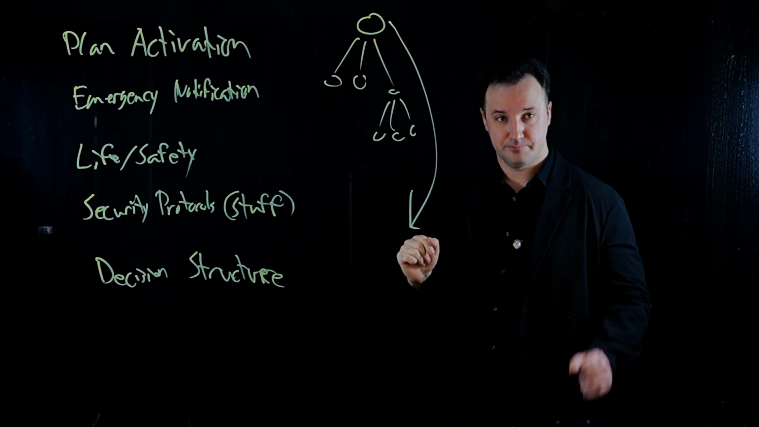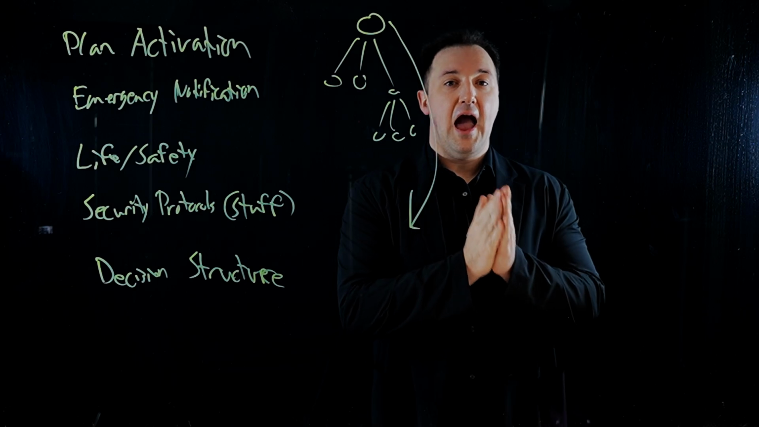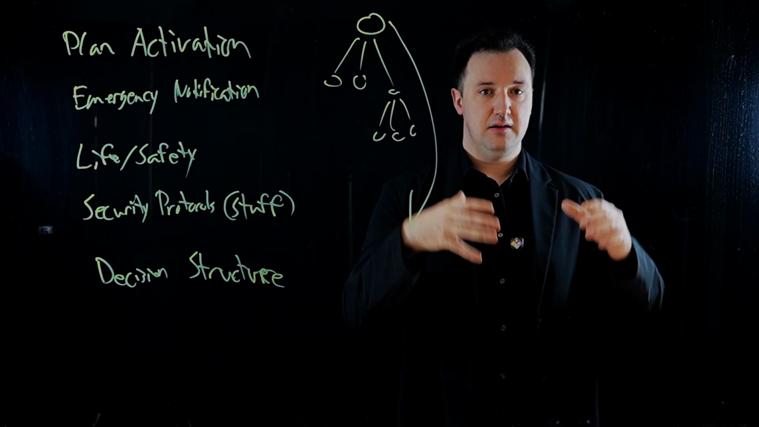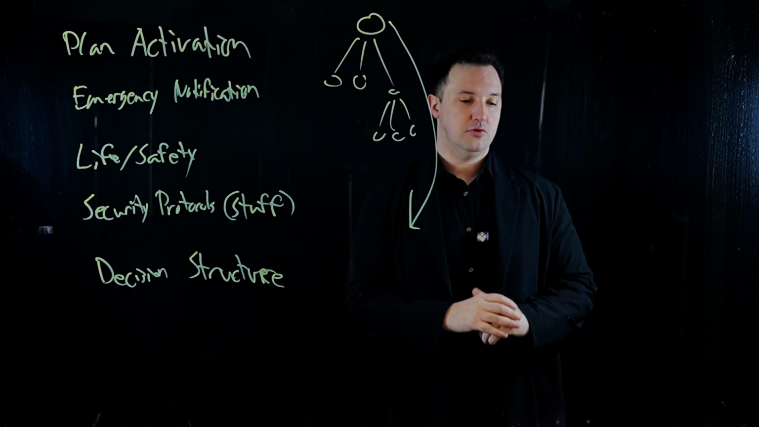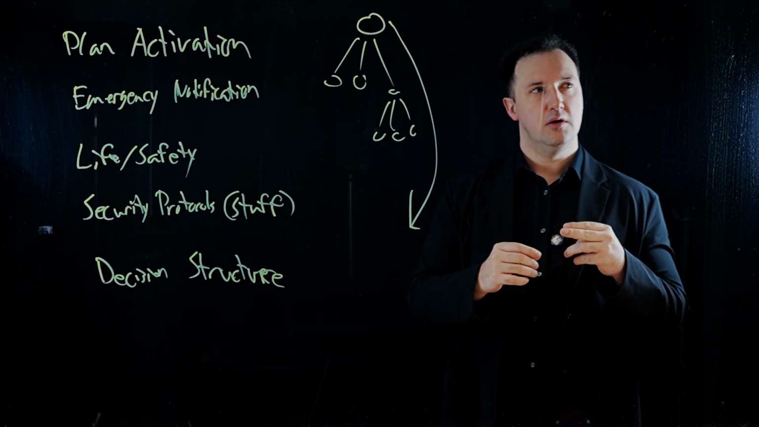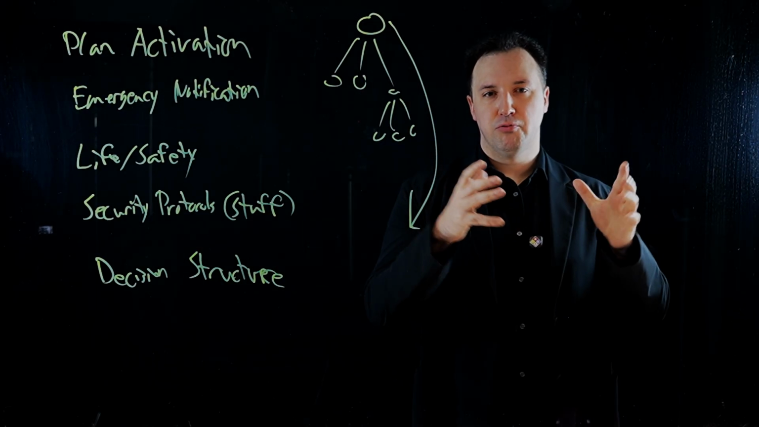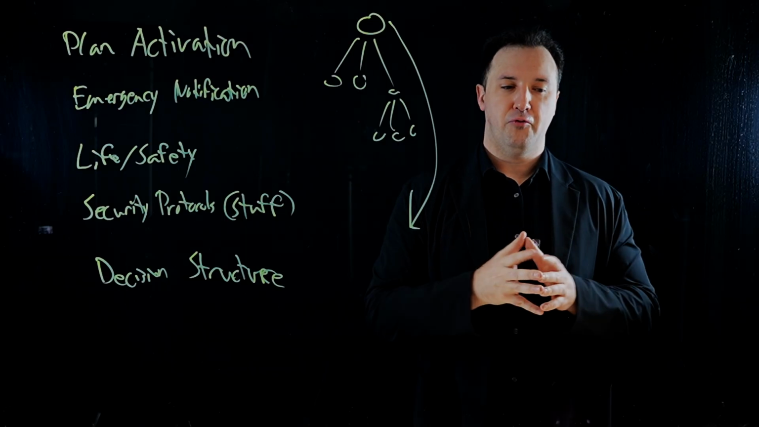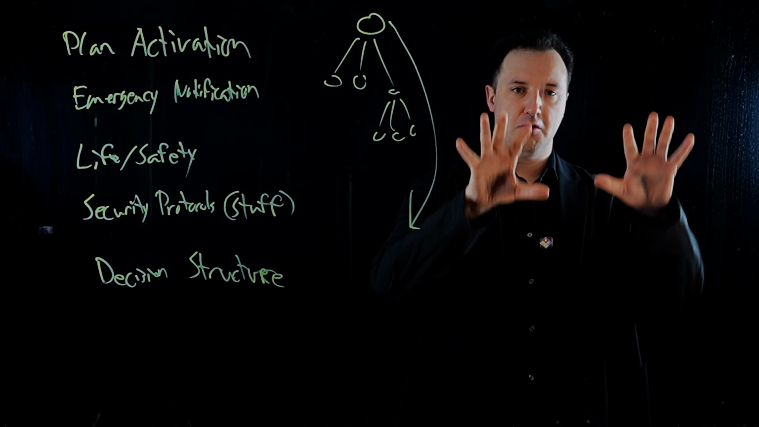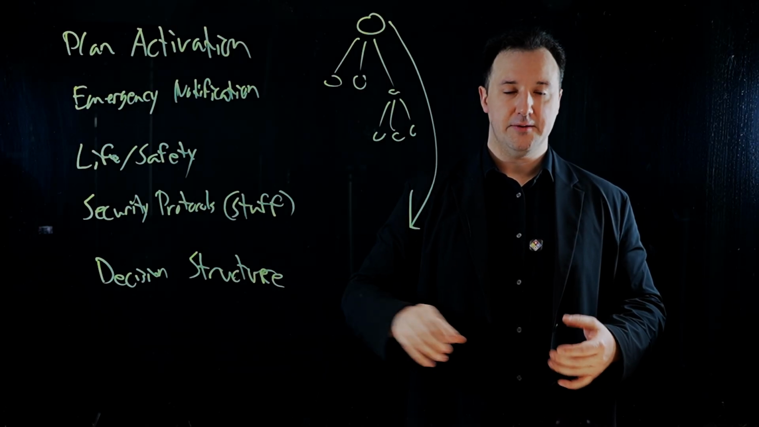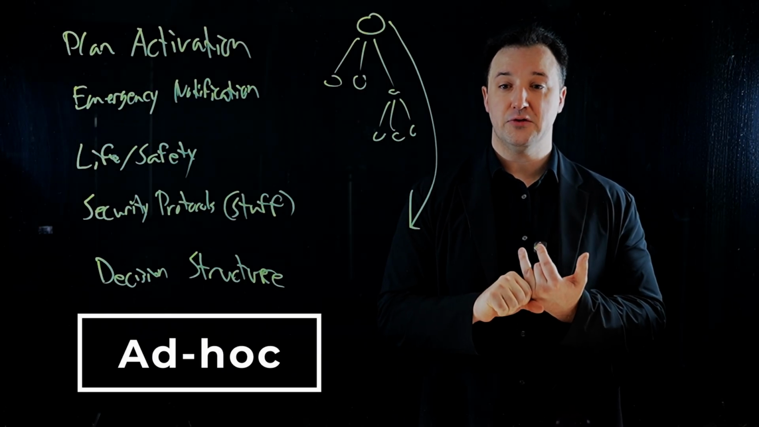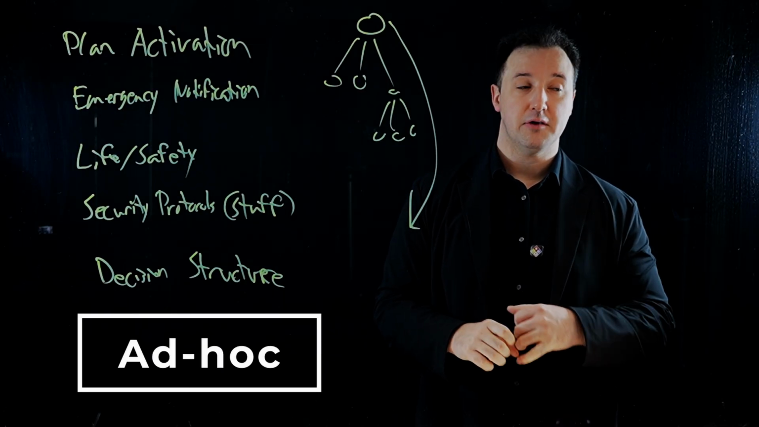Decision-making structure. Okay, how do we make decisions in an emergency? There are three broad categories for the sort of structures you can design for making decisions quickly. The first is ad hoc. So the first is, I don't have a structure, I'm going to figure it out.